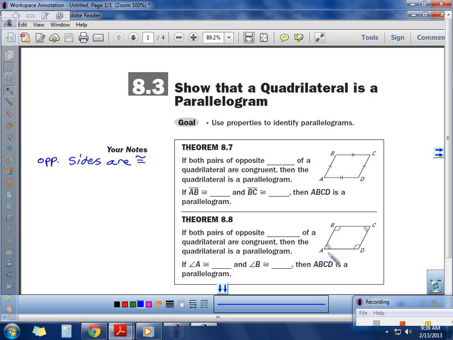8.8. It looks a little bit different. We're not talking about sides anymore. Now we're talking about angles. What can you tell me about angles? Opposite angles are congruent. Good job. So there are two properties, quickly, that you should be able to see from here. And once again, opposite means all the way across from it, on the other side of the picture.